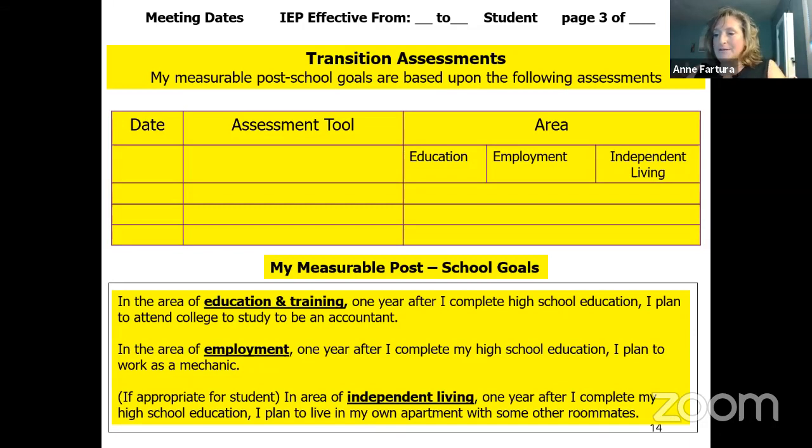On the bottom, I talked quickly about measurable post-school goals. Again, these should come right from the student. Read them. It doesn't mean that they can't change, and they really will change year to year, okay? That's it. Let's see what the next slide says.